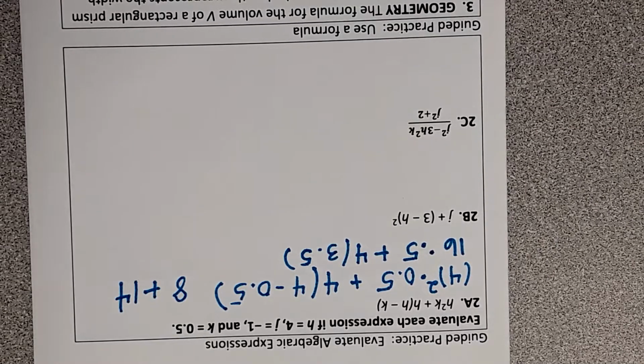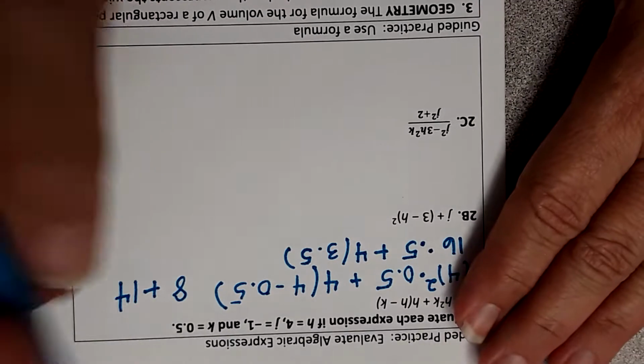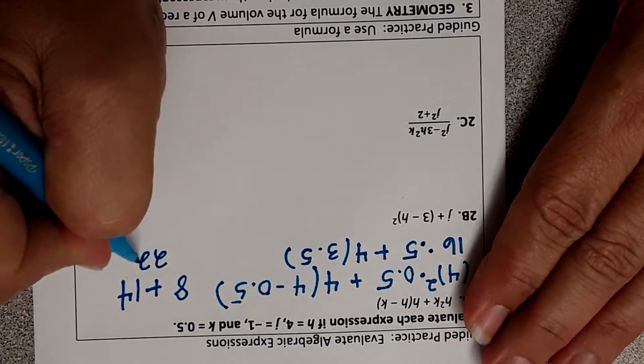I'll be honest, I could have done it, but he did it quicker for me, so that was nice. So 8 plus 14 is 22.